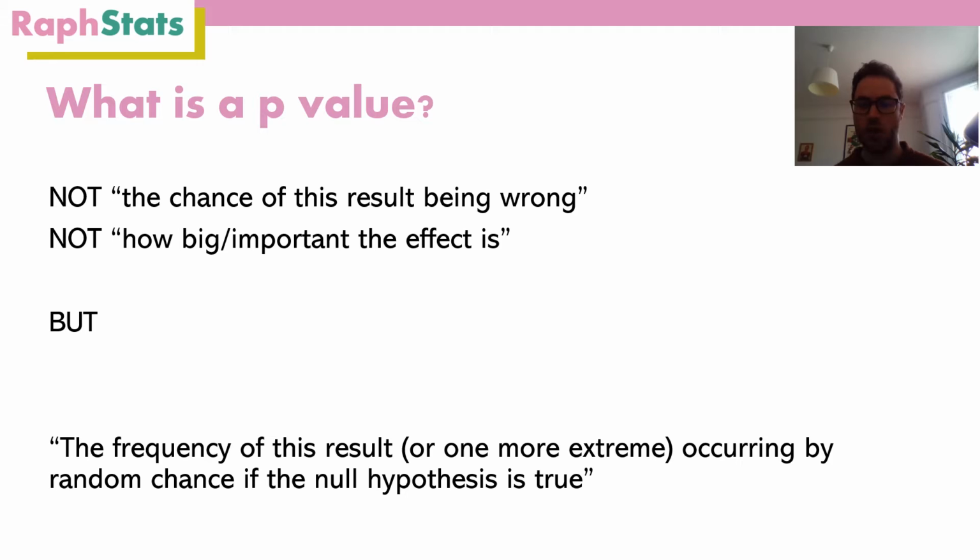So I think a common way we interpret p-values is sometimes the chance of the result being wrong, or we think of it in paper terms of how big or important the effect is, and say it's statistically significant, and that means it's an important effect. But actually a p-value is based in this idea of a null hypothesis, and the null hypothesis for any experiment is essentially that the two things you're comparing are the same. There's no difference between them.